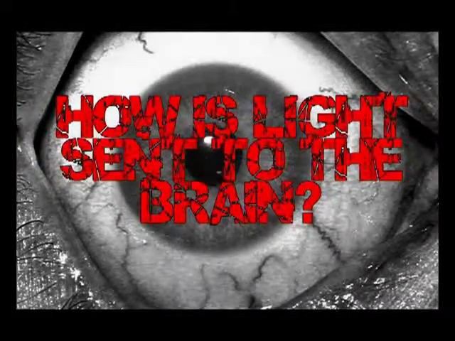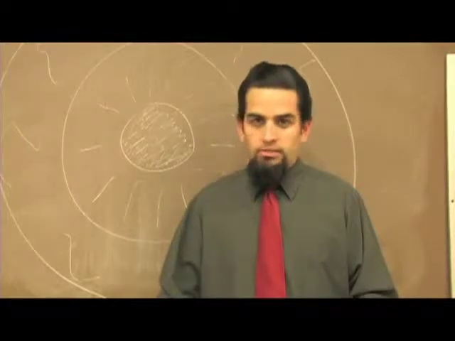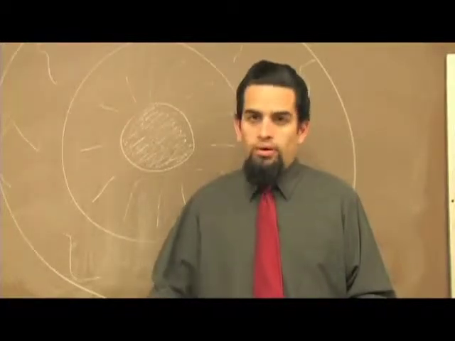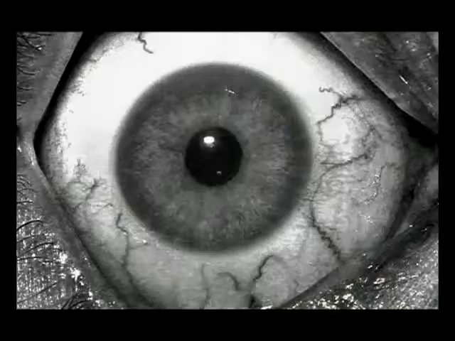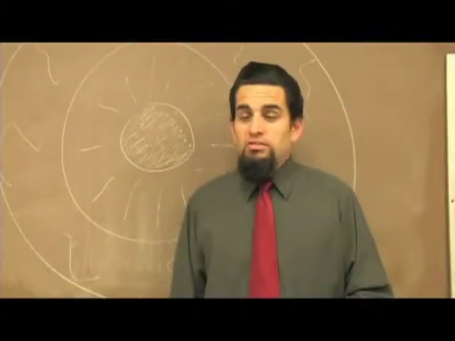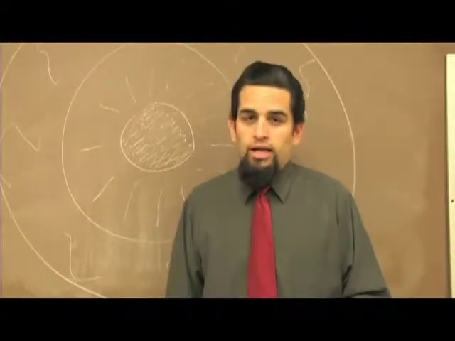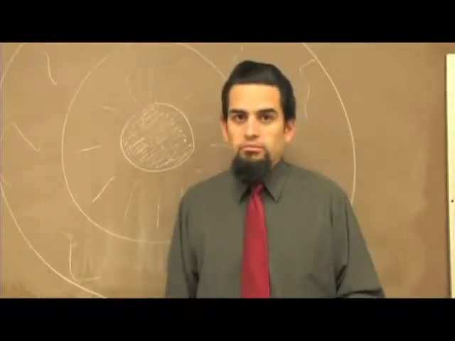How is light sent to the brain? Through the optic nerve. It's basically a big sort of rope spun out of neurons that come from the back of the eye and go straight to the back of the brain. What causes blindness? Several things. It could be damage to the eye, damage to the brain, damage to any number of things. Now let's find out some common misconceptions about vision.